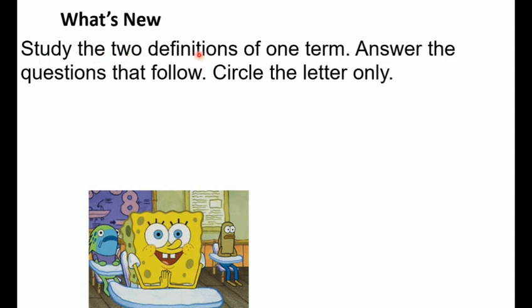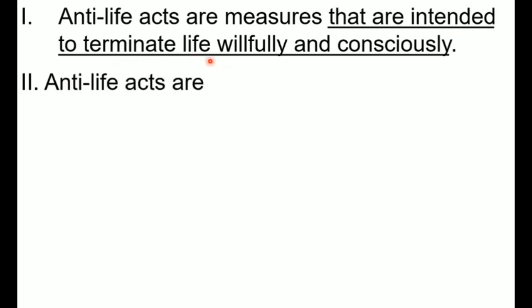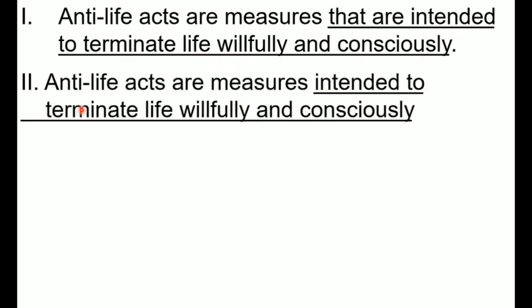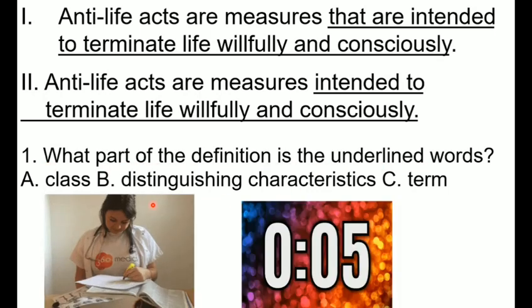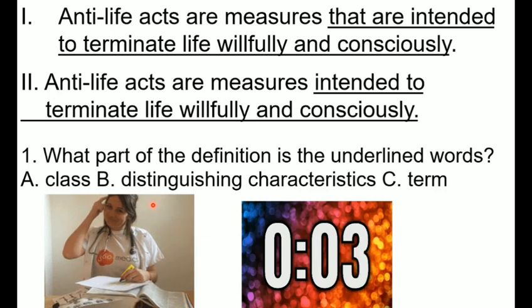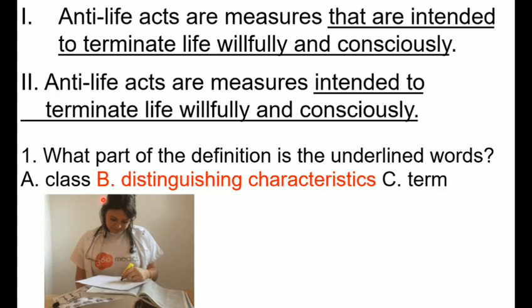Okay. Under What Is New: study the 2 definitions of one term and then answer the questions that follow. Circle the letter only. Sentence 1: Anti-life acts are measures that are intended to terminate life willfully and consciously. Sentence 2: Anti-life acts are measures intended to terminate life willfully and consciously. What part of the definition is the underlined words? The answer is B, distinguishing characteristics.